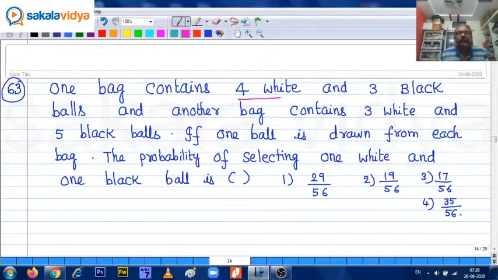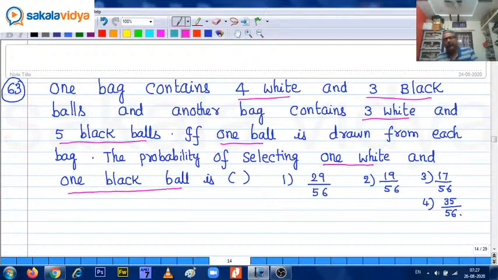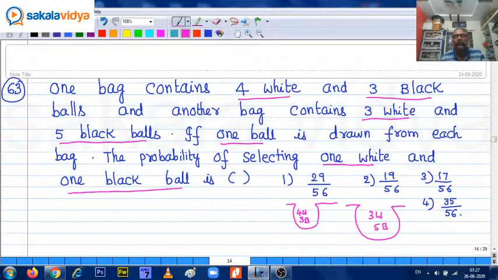63. One bag contains 4 white, 3 black balls. Another bag contains 3 white and 5 black balls. If one ball is drawn from each bag, the probability of selecting one white and one black ball. So that means actually the first bag contains four white, three black. Second bag contains three white, five black balls.